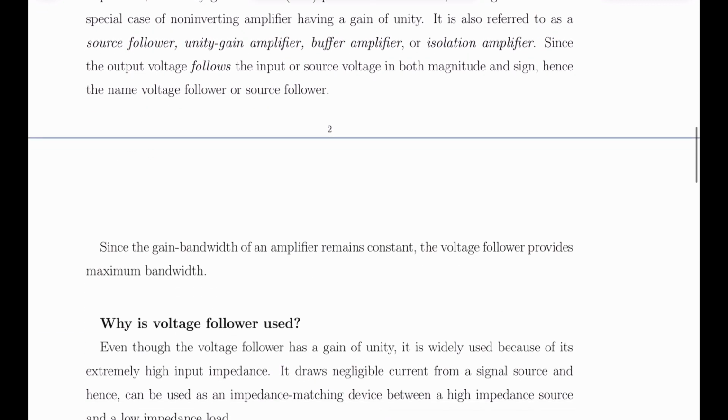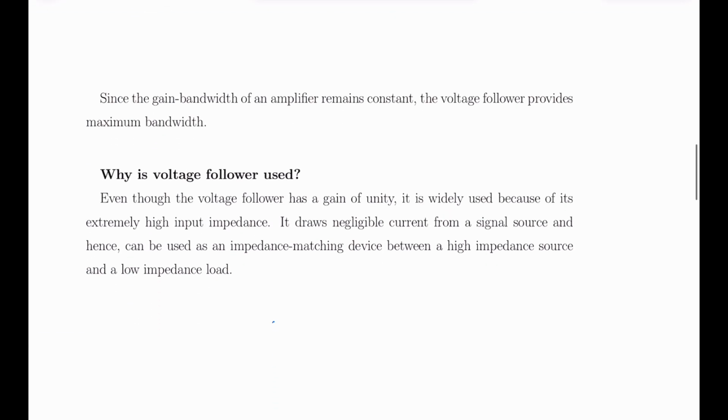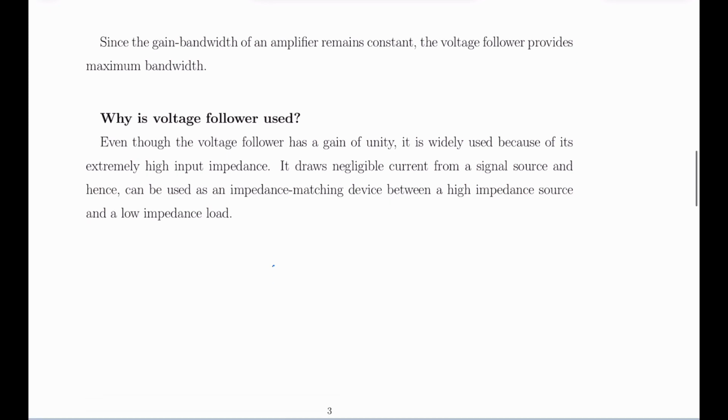अब ये देखने की बात है कि जब इसका गेन यूनिटी है तो what is its use and why it is used. इसको समझने के लिए हम ये सर्किट देखते हैं.